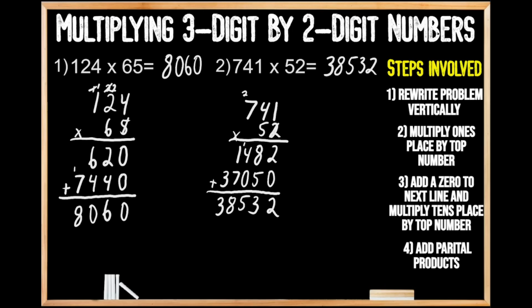So hopefully by now you understand the steps involved when multiplying a 3-digit number by a 2-digit number.